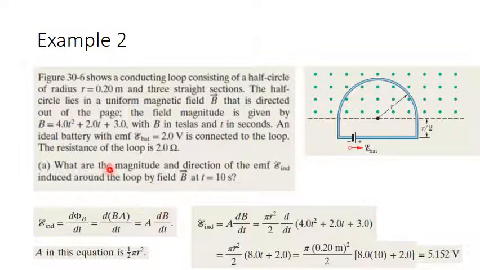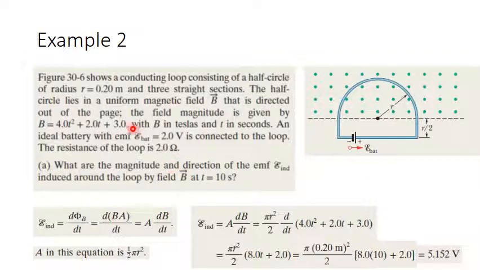Okay. So by applying all these parts, the induced EMF would be the area multiplied by dB over dt. It would be half pi r squared, half because it is half a circle. dB by dt equals d over dt of 4t squared plus 2t plus 3. By taking the differentiation of this equation, the differentiation of t squared is 2t, so it is 8t. The differentiation of t is 1, so it is 2. The differentiation of the constant is 0. So this is the differentiation of B with respect to time.